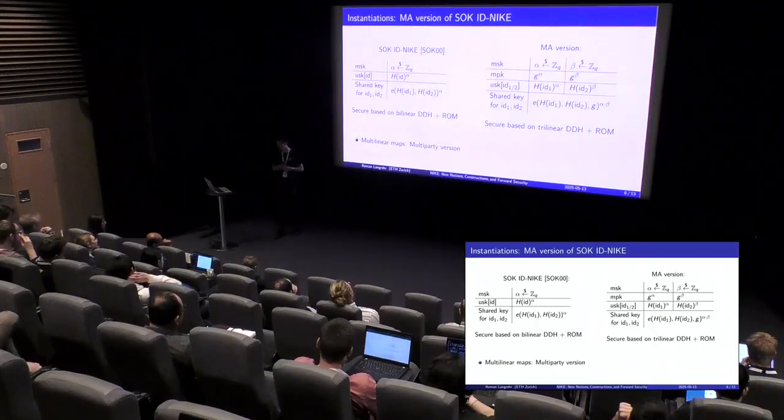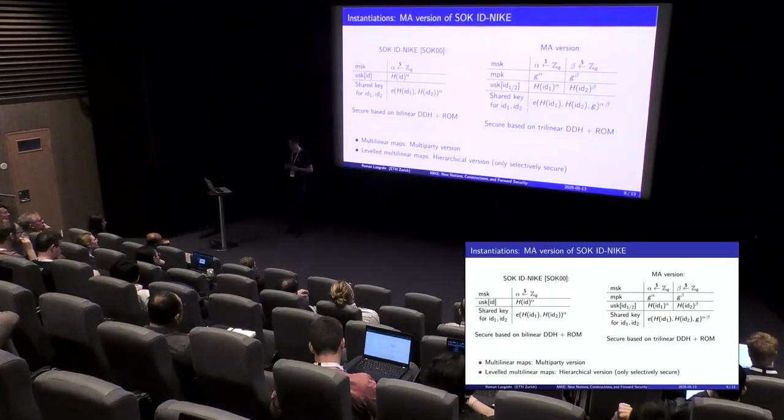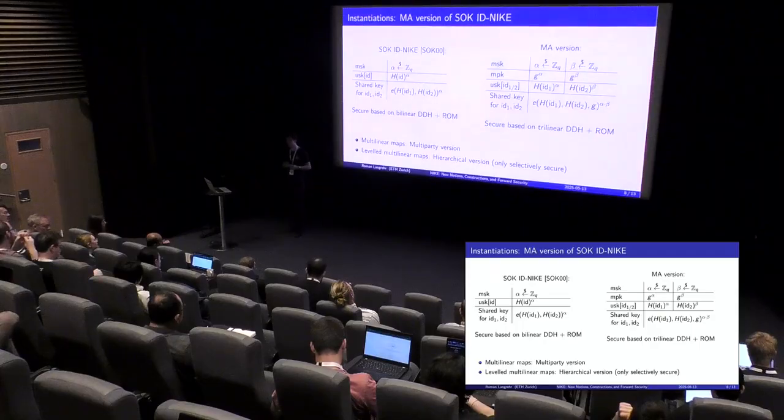And with a multilinear map, we can also get a multi-party version of this, where not just pairs of users, but bigger groups of users can derive a common shared key. And with leveled multilinear maps, we can get a hierarchical version. However, that's only selectively secure.